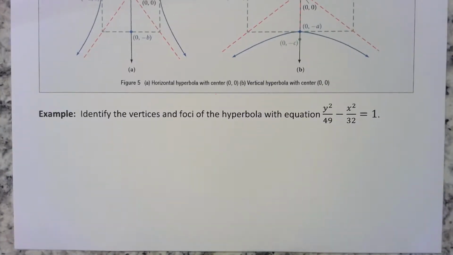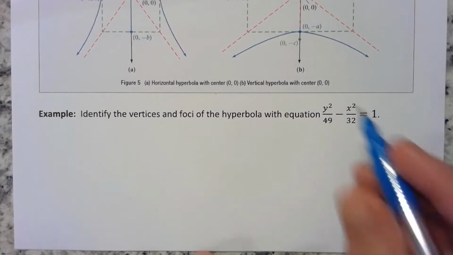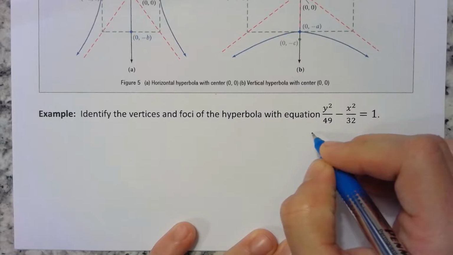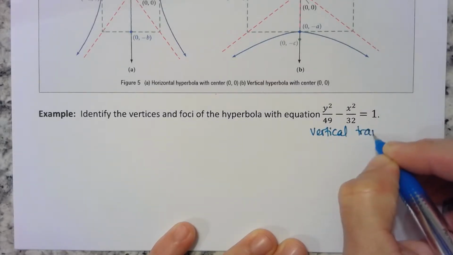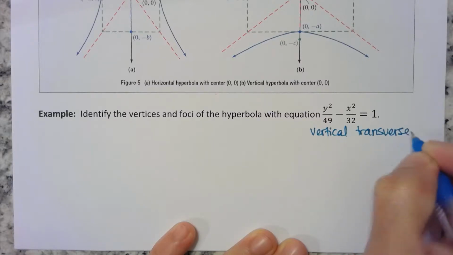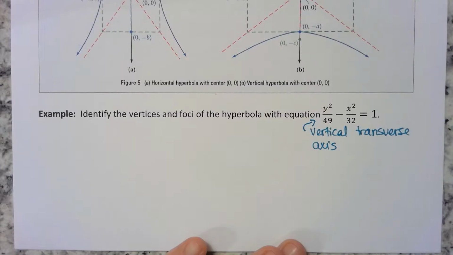So let's see if we can put all this together in one problem. Well, we're going to start off kind of slow. We want to identify the vertices and the foci of the hyperbola that has this equation. The first thing that I noticed is that the y is listed first. That means we're going to have a vertical transverse axis, and that's because of the y being listed first.